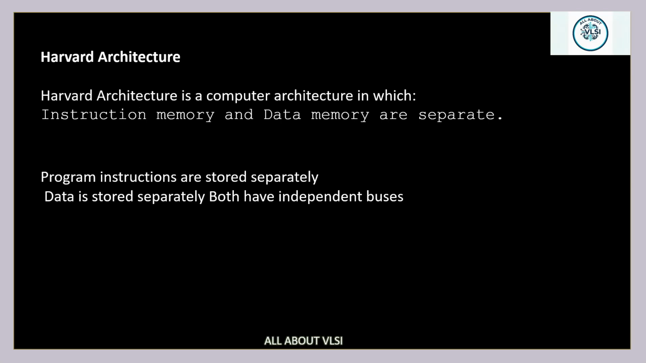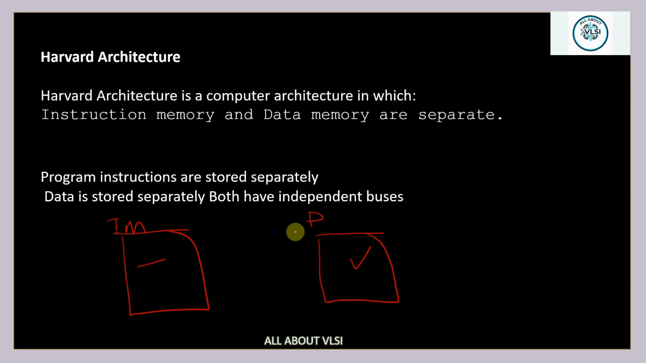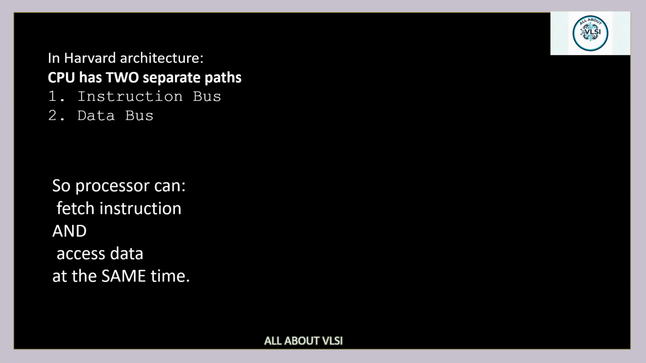And coming to the other kind of architecture, which is Harvard architecture, it is a computer architecture in which the instruction memory and the data memory are separate. So here you are going to have separate memories for instructions and for your data, right? The program instructions are stored in the instruction memory and data is stored inside your data memory. And Harvard architecture, as I've shown you, is going to have a separate bus for instructions as well as a separate bus for data.